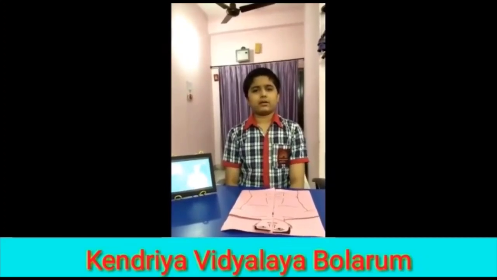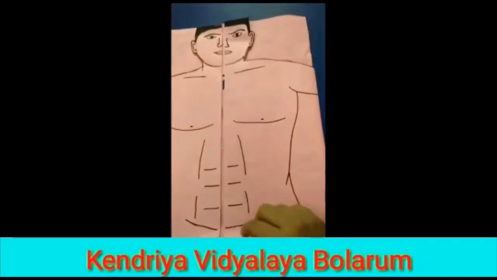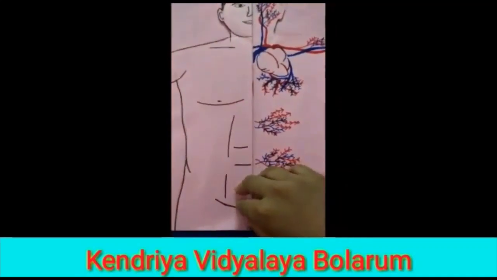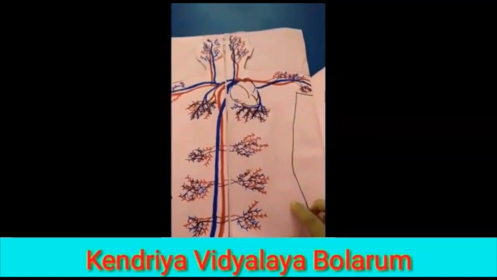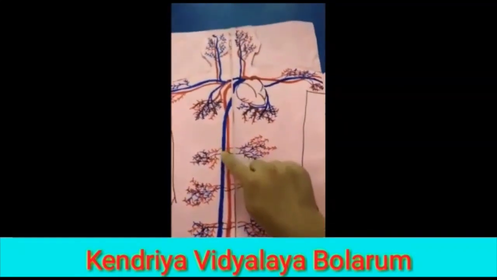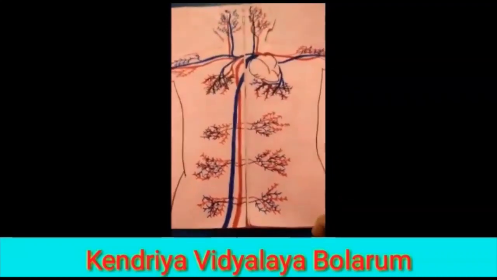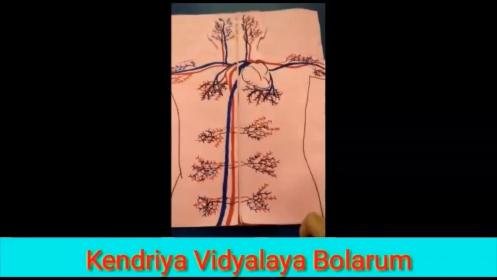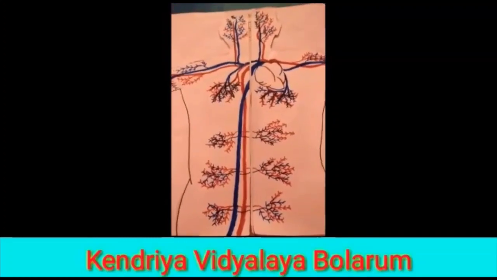Good afternoon. I'm Sriram of class 7C. I'm going to present a toy which represents the internal organs of the human body. This is the circulatory system. The veins are in blue color and the arteries are in red color. The arteries and veins are responsible for carrying blood throughout the body for delivery of oxygen and nutrients.